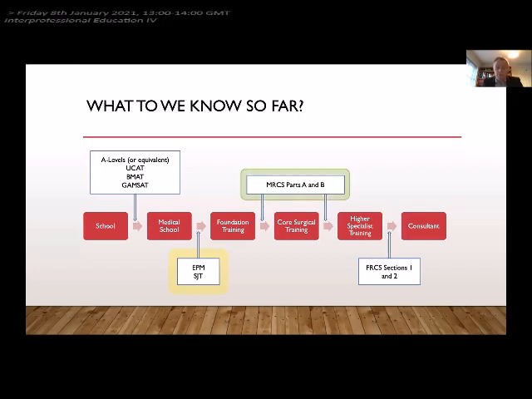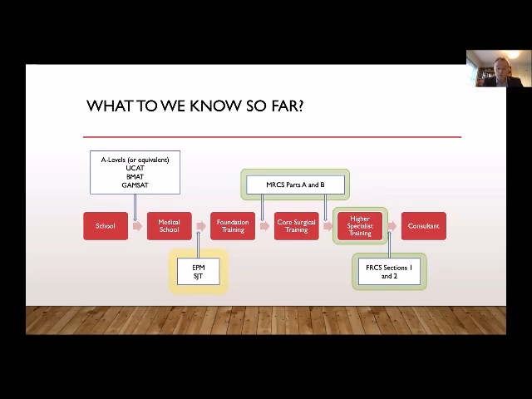We know that success at first attempt of the MRCS Part A predicts success at the first attempt of the MRCS Part B. So there's a degree of internal predictive validity there. We also know that success at first attempt of the MRCS Part A can predict performance in a candidate's exit examinations 5 or 6 years later down the line.